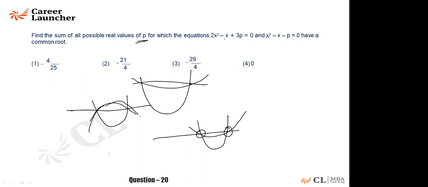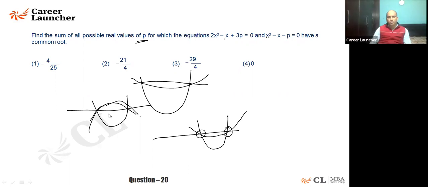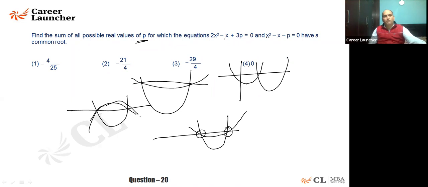See here, in the question it is saying they have a common root. So yes, it is good. If both the roots are common, you will say this is common. If they have got a common root, it means only one. So I can say this can be the common root. They have got a common root means there may be one root which is common, or maybe both the roots are common.